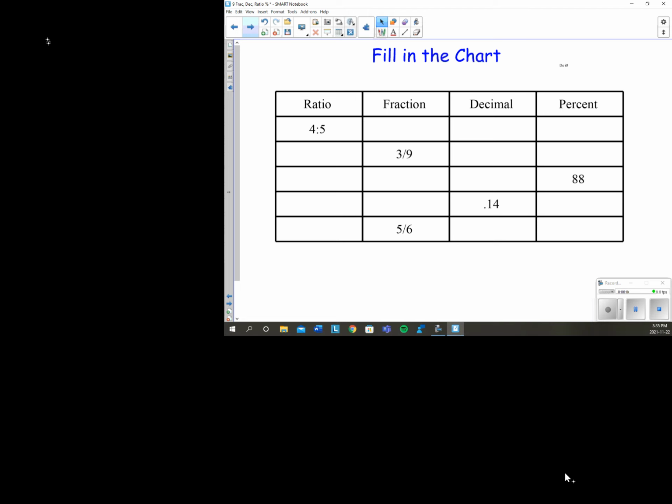Now, if we want to go back and forth, we've got ratios, we've got fractions, we've got decimals and percents, and we want to try and fill in a chart like this and relate them all. It's pretty simple. I think the first thing that I would do is take this ratio right here and turn it into a fraction, which is 4/5.